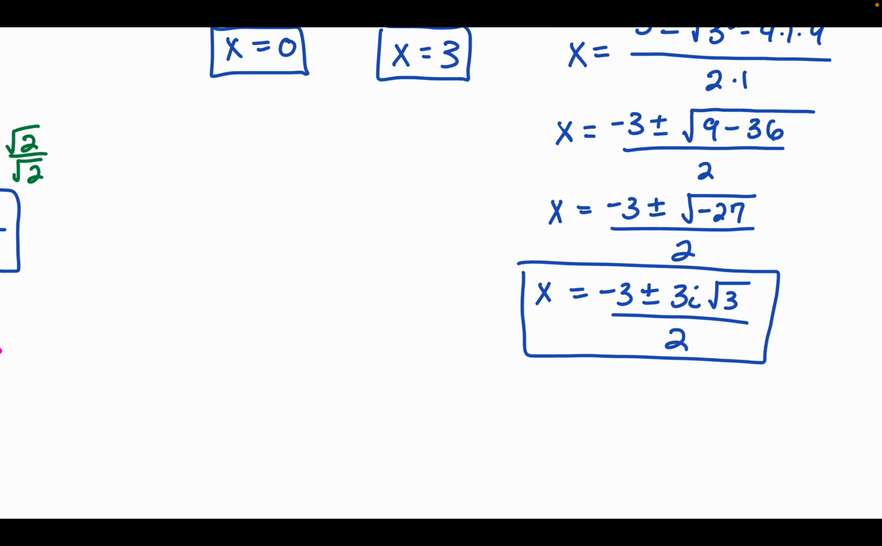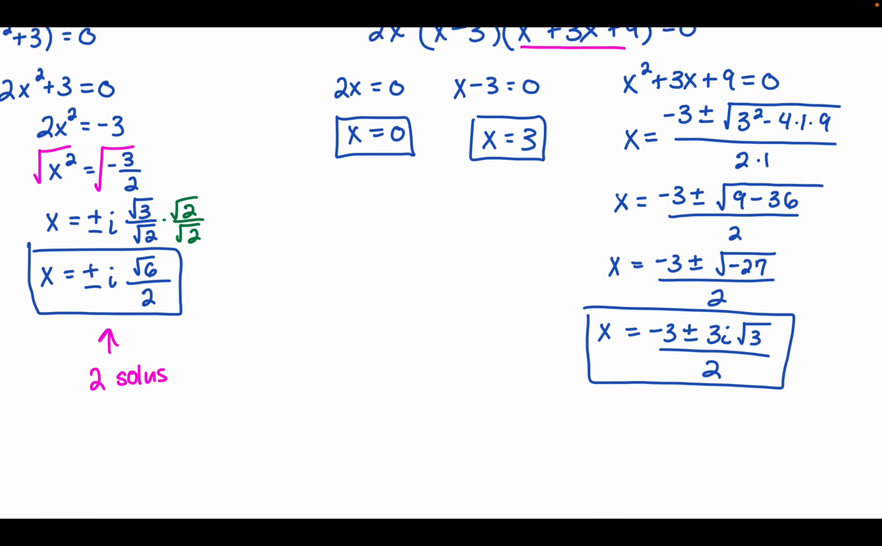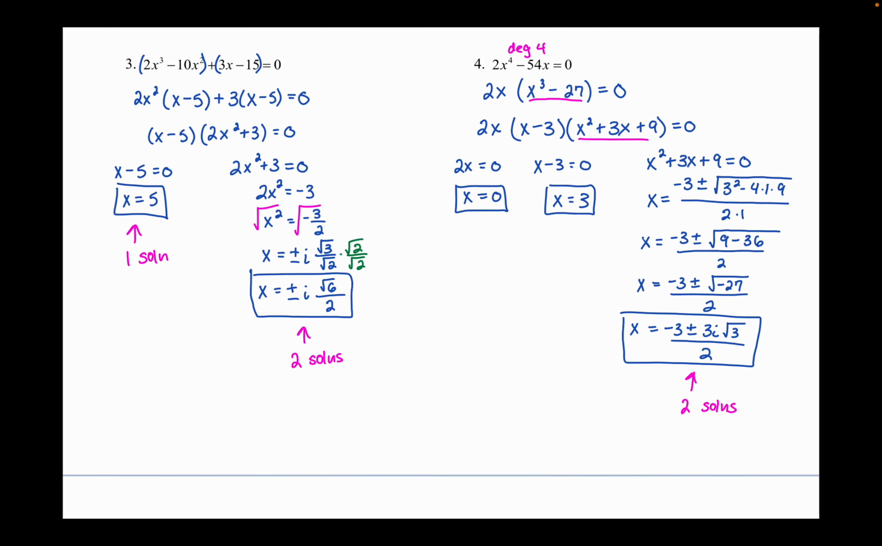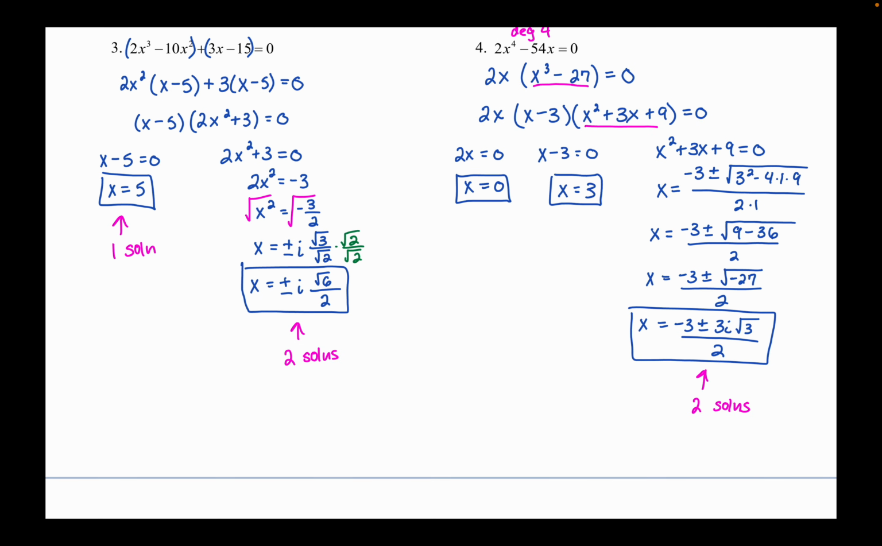Okay. So notice that we actually have 4 solutions here. We have 0, 3, and then we get 2 solutions right here with that plus or minus. Okay, so what I want you to do now is answer those couple questions to the right of this video before moving on to the next one.